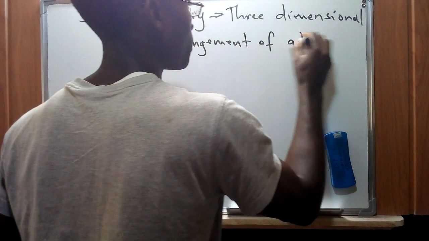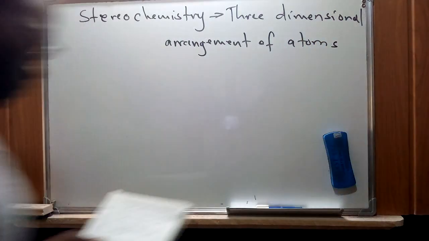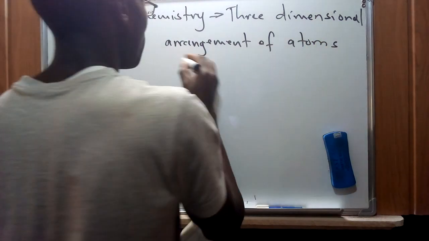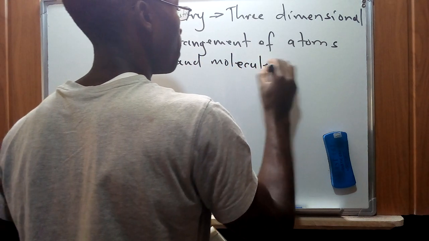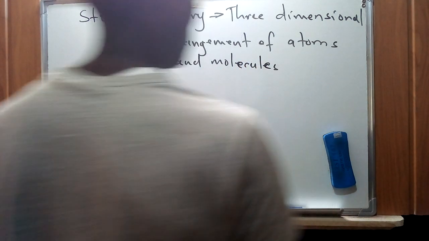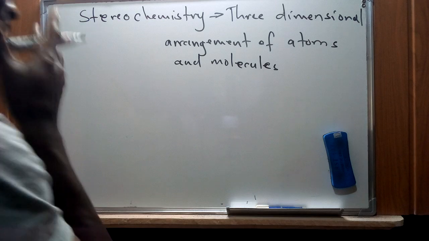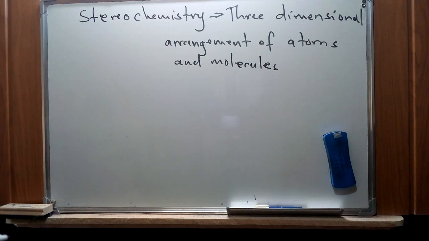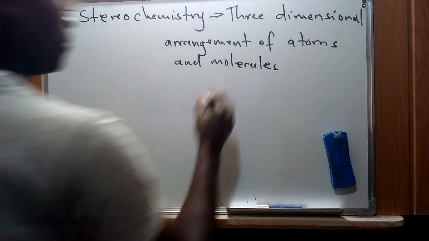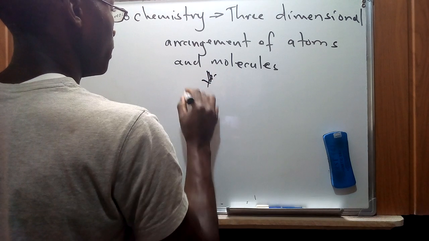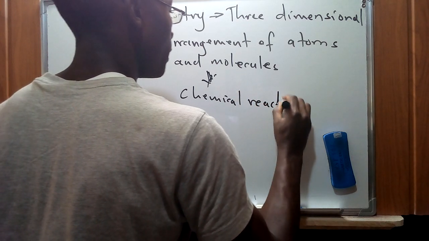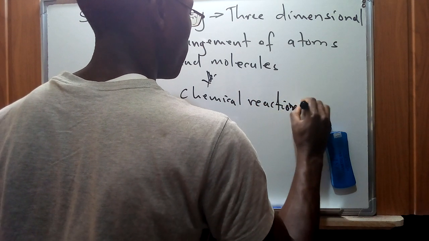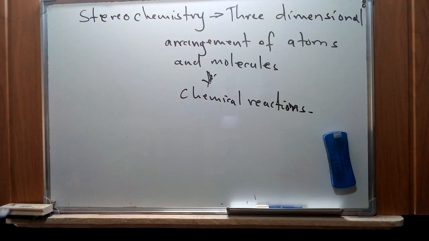It deals with the three-dimensional arrangement of atoms and molecules in structure. So we are going to look at how we can represent specific atoms and molecules in structure. And this is going to have an effect on their chemical reactions. These specific arrangements are going to have an effect on the chemical reactions of the resulting molecules.